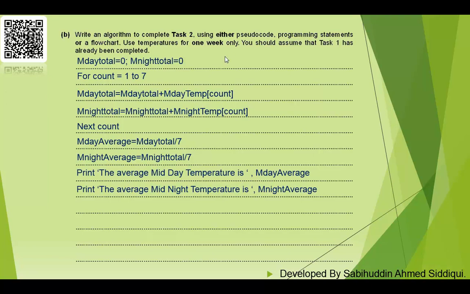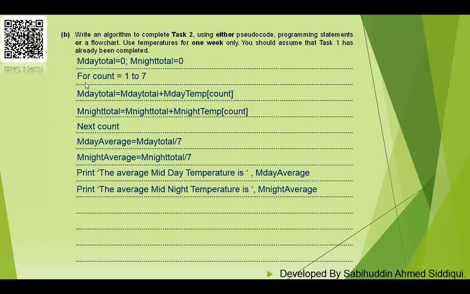Now you can see we use temperatures for 1 week only. You should assume that task 1 has already been completed. On the basis of the completion of the previous task, you declared some variables, like the midday and midnight variables in which you store the temperature. Now here you have to add the total to the midnight total and midday total. So you have declared the variable midday total equals 0 and midnight total equals 0.